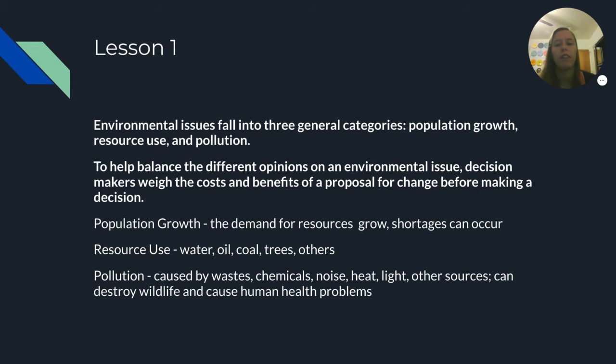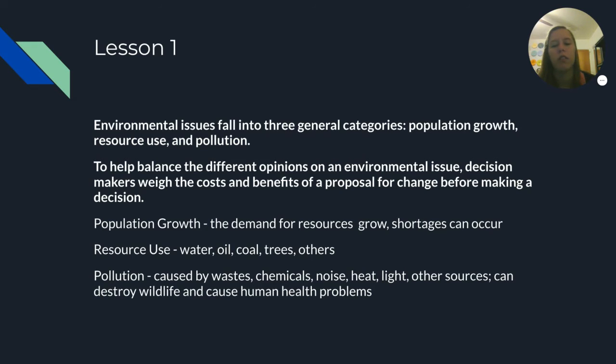All right, and then our information from each lesson. So from lesson 1, our key points, environmental issues fall into 3 general categories: population growth, resource use, and pollution. To help balance the different opinions on an environmental issue, decision makers weigh the costs and benefits of a proposal for change before making a decision.